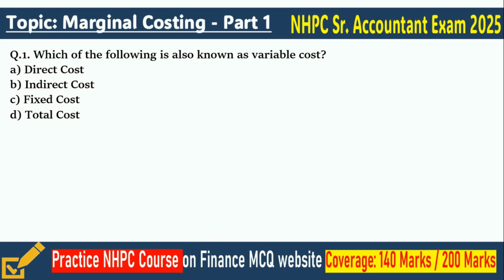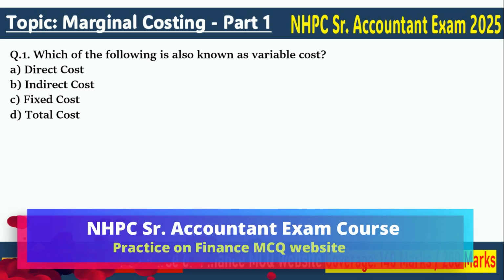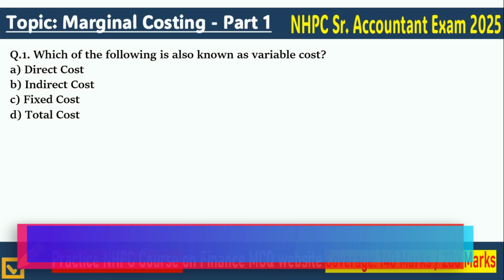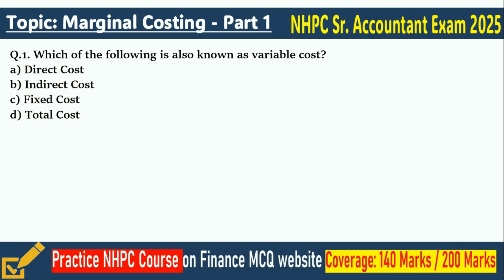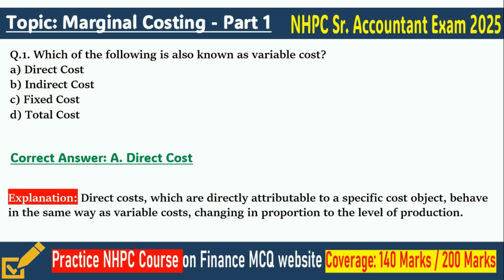Friends, the first question is, which of the following is also known as variable cost? Option A, direct cost. Option B, indirect cost. Option C, fixed cost. And last option D, total cost. So friends, here the correct answer is option A, direct cost. Direct costs, which are directly attributable to a specific cost object, behave in the same way as variable cost, changing in proportion to the level of production.